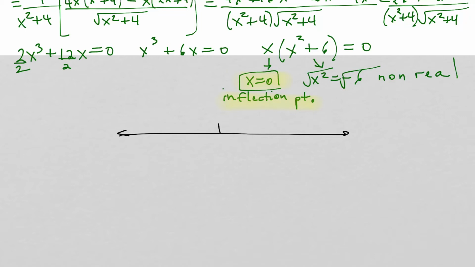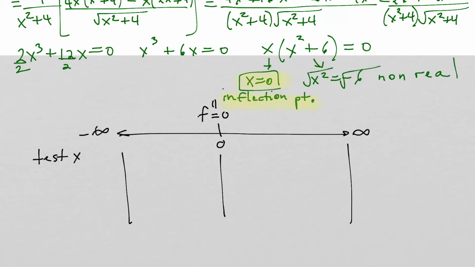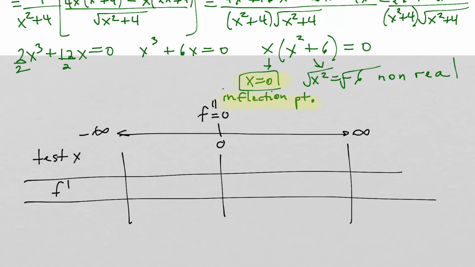So I've got 0, and then I've got negative infinity, positive infinity. So now at that point 0, my f double prime is equal to 0. All right, so now I want to get my test x, and then I want to find the sign of my first derivative and the sign of my second derivative. So I can just pick negative 1 and 1.